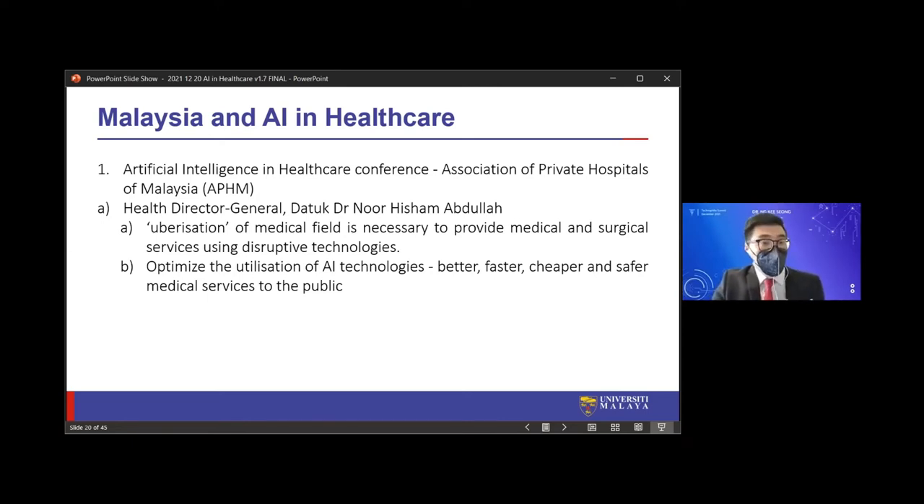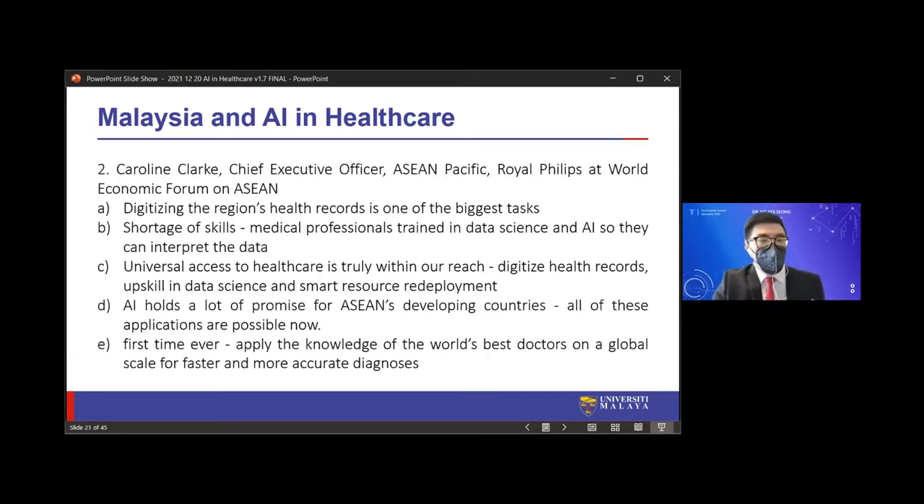This is where a recent conference on artificial intelligence in healthcare, our own Director General of Health mentioned that this is ultimately necessary to make medical services better, faster, cheaper, and safer, as has been proven in other countries. What's even more encouraging is Karenin Clark, who is in charge of Philips for the whole Asia Pacific region, has mentioned that one of the biggest tasks we have currently in Malaysia is to digitize our health records. And they have noted there is a shortage of skilled personnel, medical professionals who are trained in data science and AI so that they can assist in interpreting as well as managing the AI.